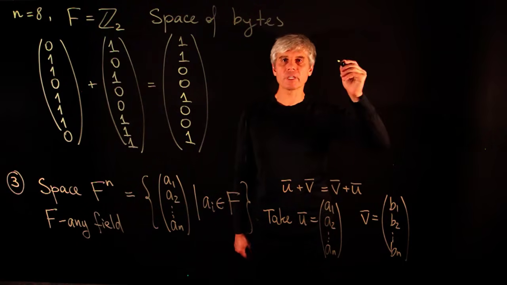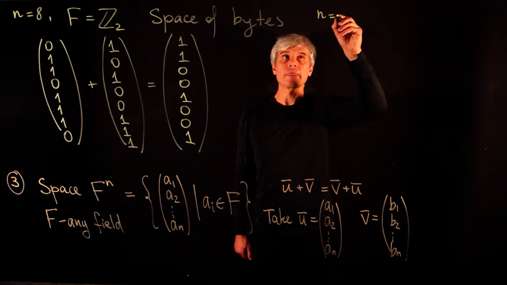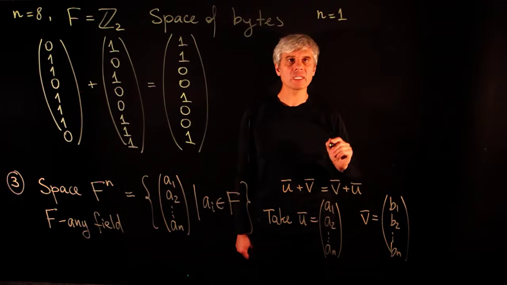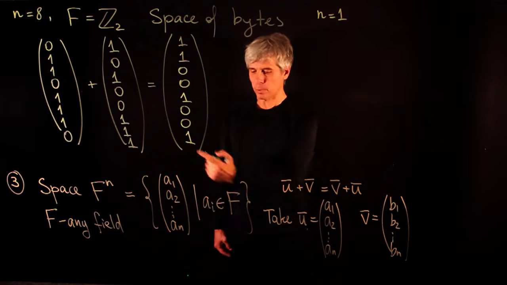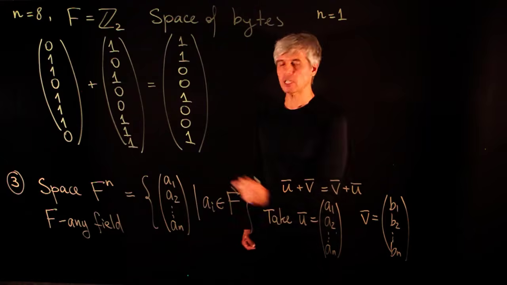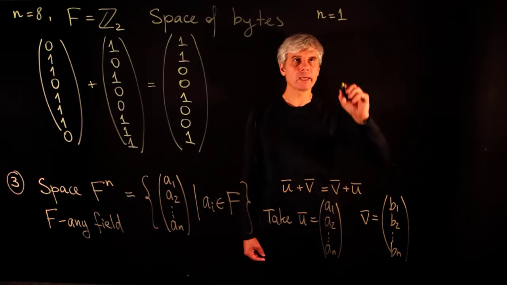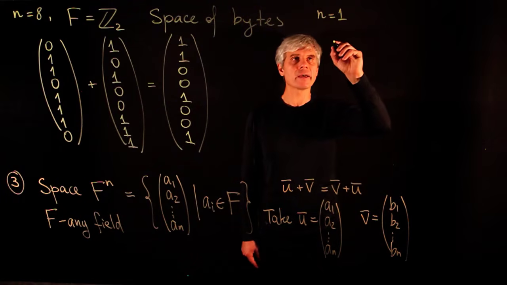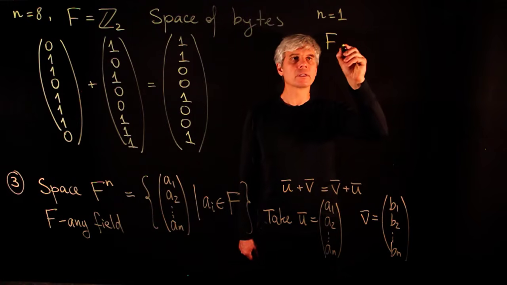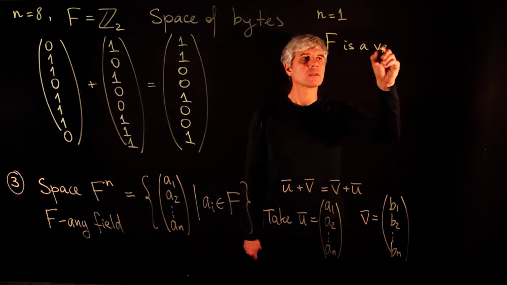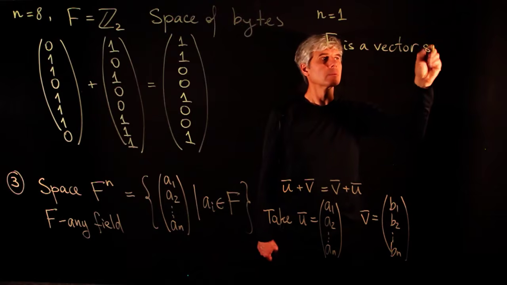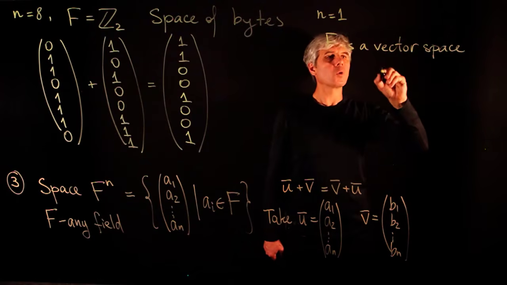Another interesting special case is n equals 1. So in this case, we have an n-tuple with a single component. So this is just an element of a field. And so here we can say that F is a vector space over F.